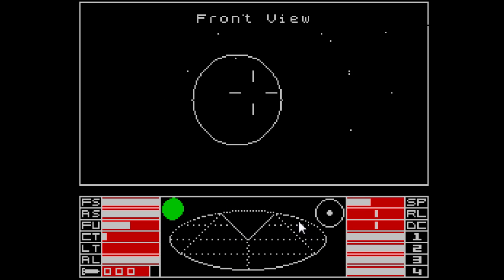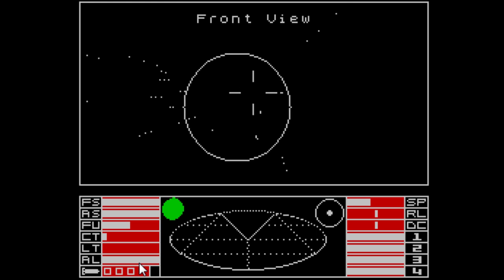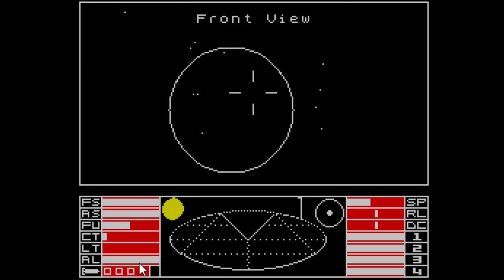Down here is our radar, so we can see what's in the vicinity. It'll also let us know if it's left, right, above or below. And this gives us front shields, rear shields, fuel, and various other little bits of information. Now, what we're going to do is use the in-system jump drives. This means you don't actually have to sit through all the boring stuff.